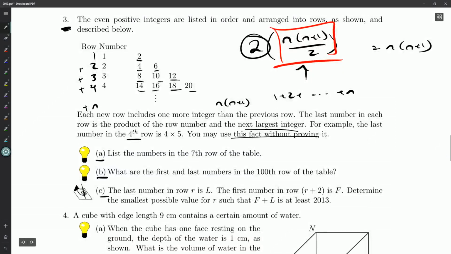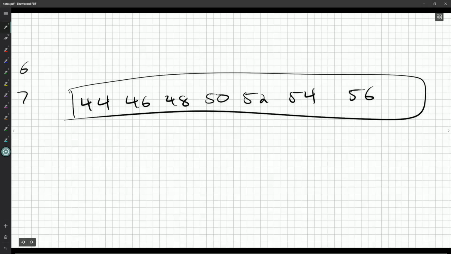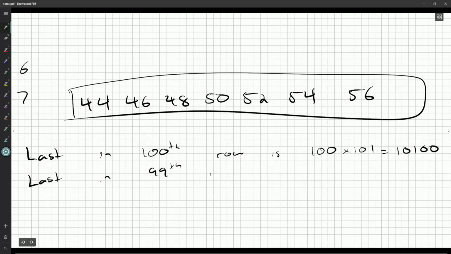B part: what are the first and last numbers on the 100th row of the table? Well, for B part, the last in the 100th row is 100 times 101, which is 10100. The last in the 99th row is 99 times 100, which is 9900. We're just using this fact without proving it.